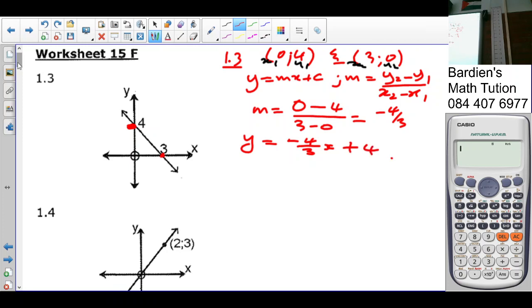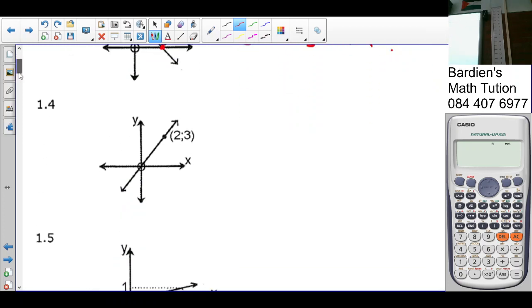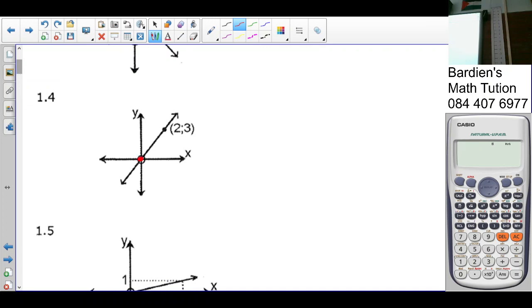Okay? Next. What do you notice here? You've got 2 points. But what is the coordinate of this point? 0 and 0. Change in y, change in x, the same story. Okay? So y is equal to 3 over 2x.